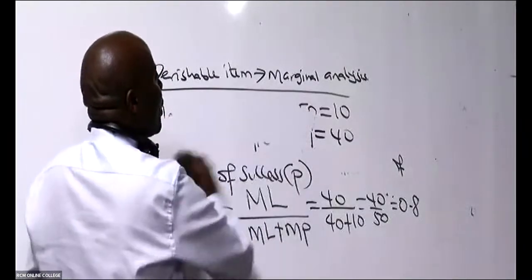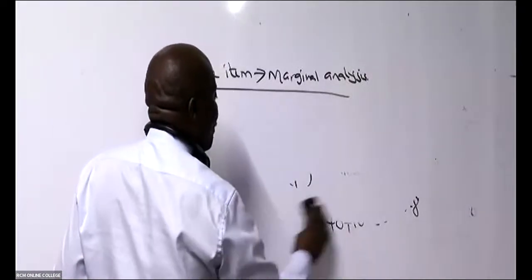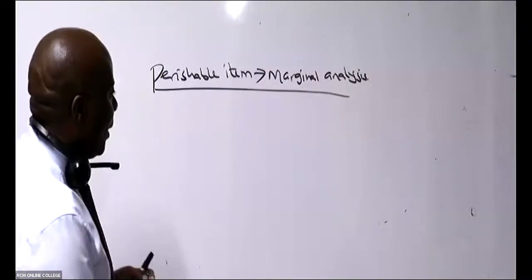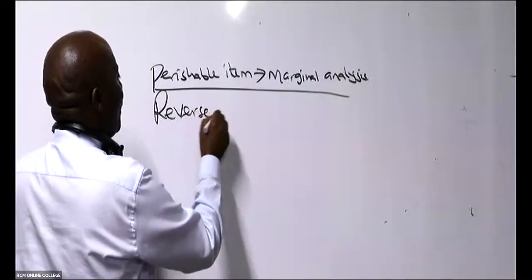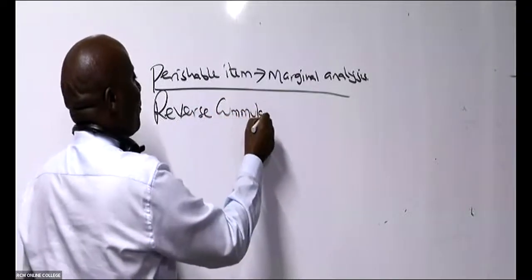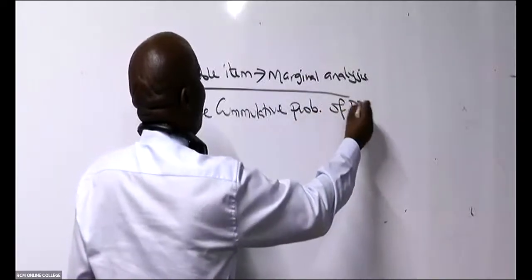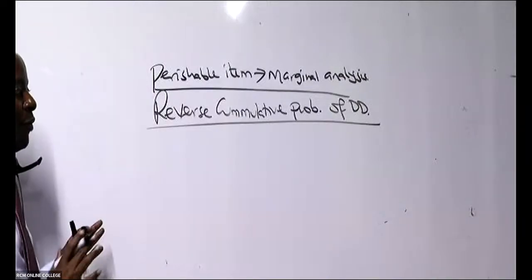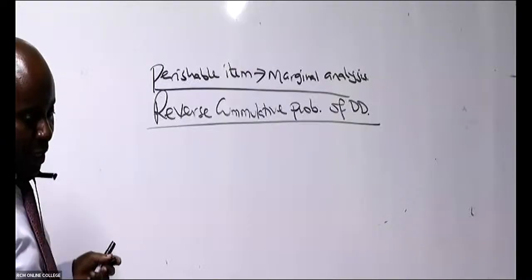The next thing is for us to give our examiner the cumulative probability of demand. So cumulative probability, actually call it reverse cumulative probability of demand. It's a reverse. It is the only area where we use reverse gear.